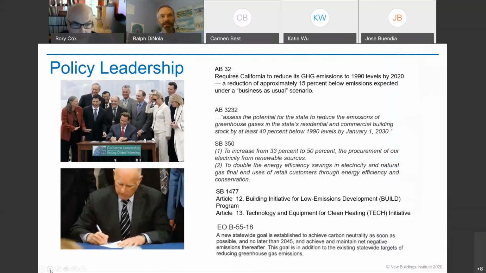Certainly, California has had decades of leadership on energy efficiency and also climate action, and a lot of legislation and policies have led us to where we are today. And I think what we've come to, as the previous presenters shared, is that there is a lot of leadership in California and so many great advances, but still a challenge to achieve the market transformation that's needed to achieve the climate goals that have been set by the leadership in the state.